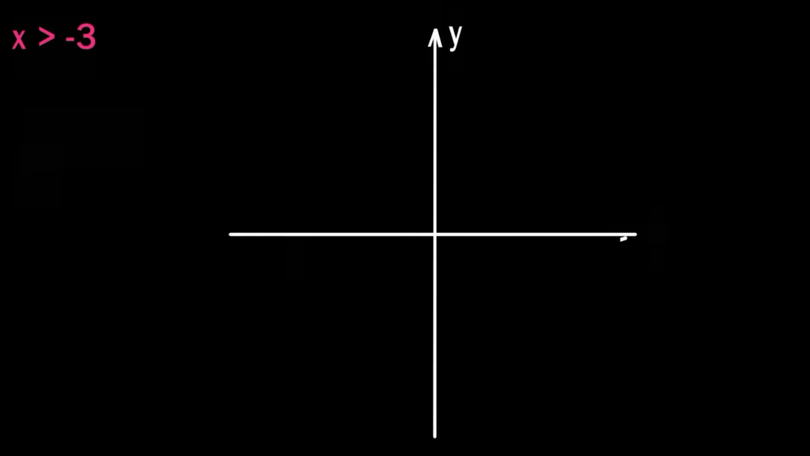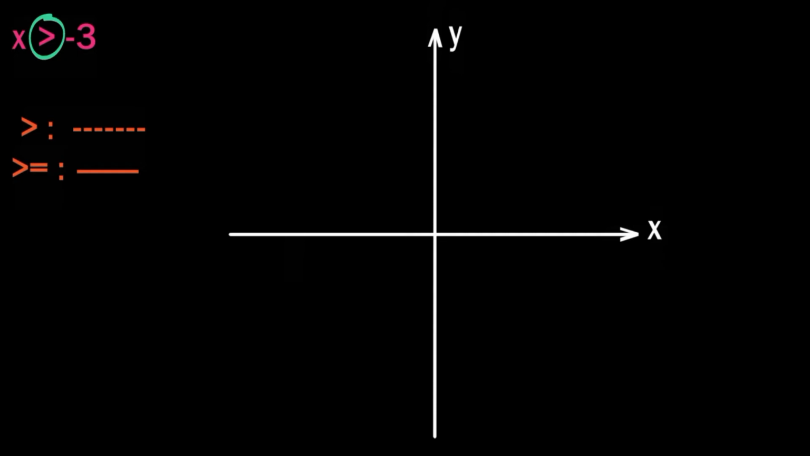So let's say we have x greater than negative 3. So how can we actually graph this? First you draw out your y-axis and x-axis. Then first you need to see whether it is greater than or equal to. So in this case it's just greater than. If it is greater than, we use a dashed line. If it is greater or equal to, we use a solid line.